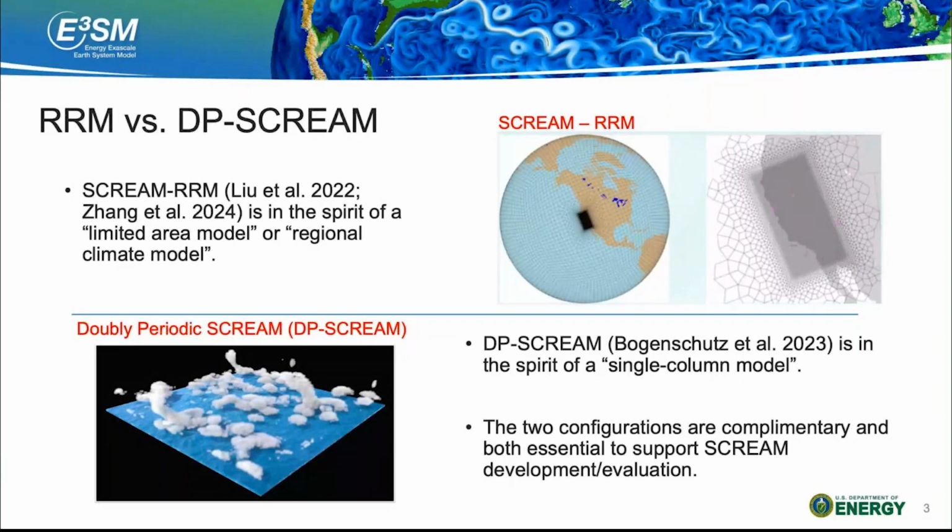Now, I'm not going to argue that one of these configurations is better than the other. I personally use both on a daily basis. Each has their own niche, and the two configurations are complementary to each other, and both are essential support configurations for Scream to aid in development and evaluation of the model. In addition, if you personally run Scream in the foreseeable future, chances are high that you will probably be running one of these two configurations, as running the global model demands too high computational resources, unless, of course, you win a massive allocation award. Next slide, please.